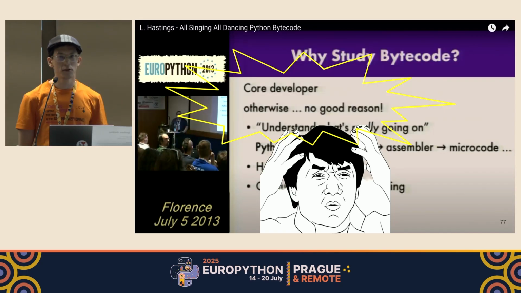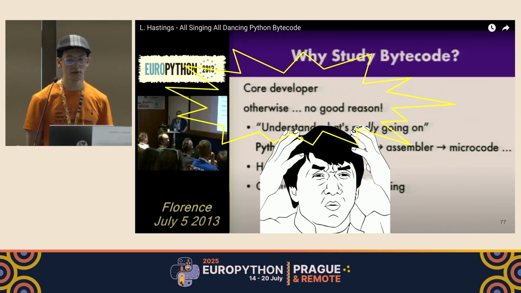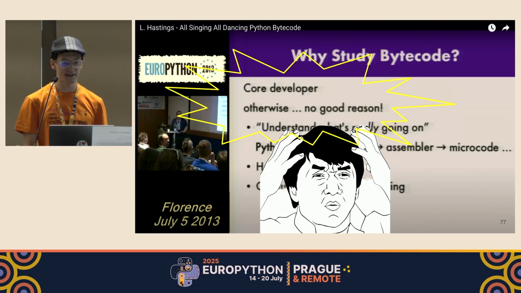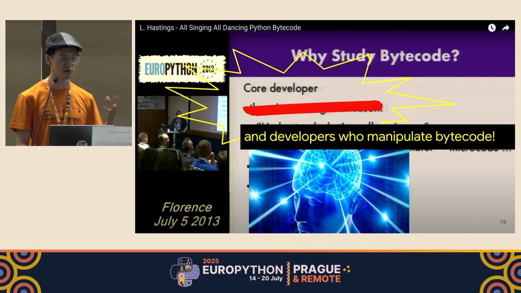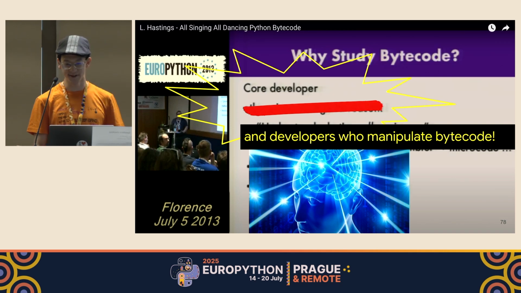Back to EuroPython 2013, Larry Hastings said there's no good reason for anyone to study bytecode unless you are a core developer. I think that's still true today, except because the community grows and we have a lot of Python population and ecosystems. So developers who try to manipulate bytecode, like PyPy, like PyType people, need to study bytecode. It's actually an additional thing that happened, I think, after 2013.